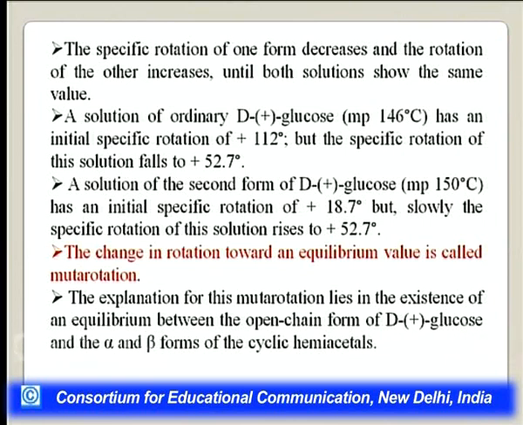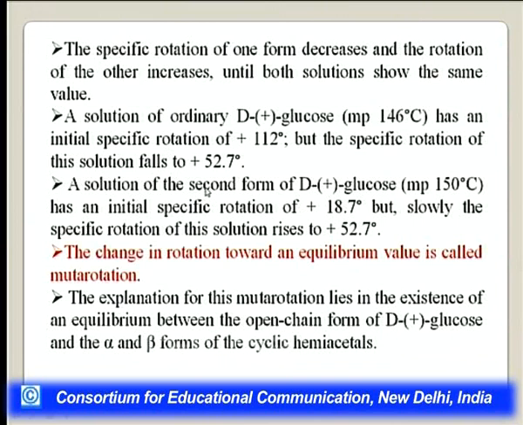A solution of ordinary D plus glucose with melting point 146 degrees Celsius has an initial specific rotation of plus 112 degrees, but the specific rotation of this solution falls to plus 52.7. You are observing here that the value decreases.